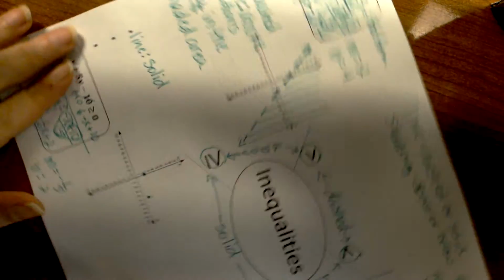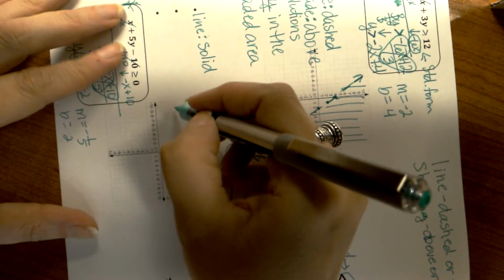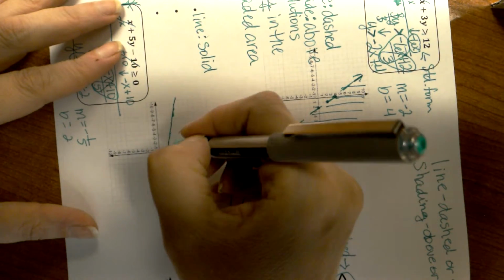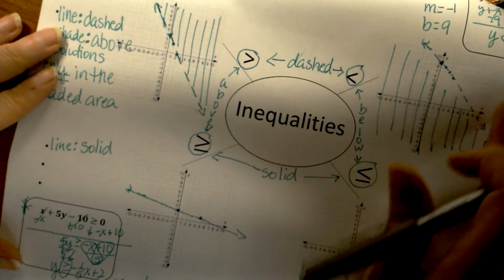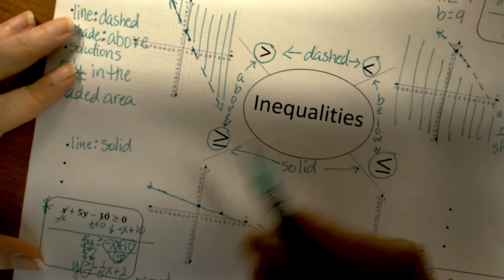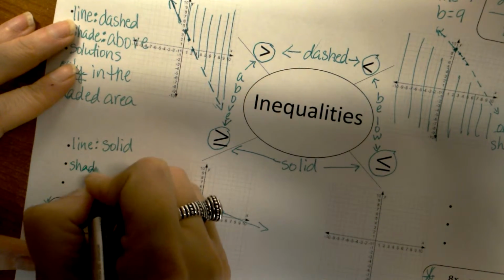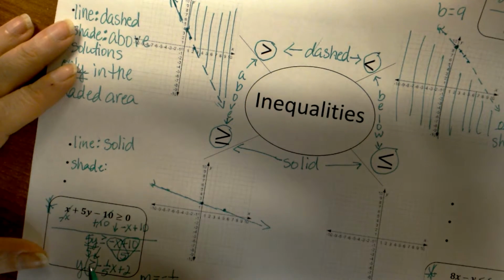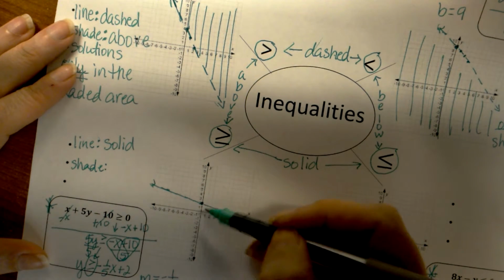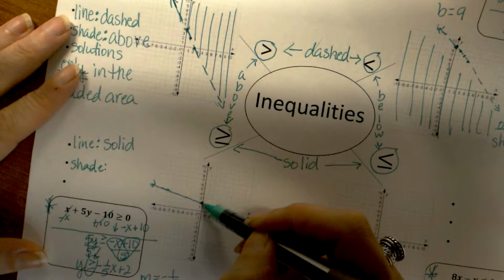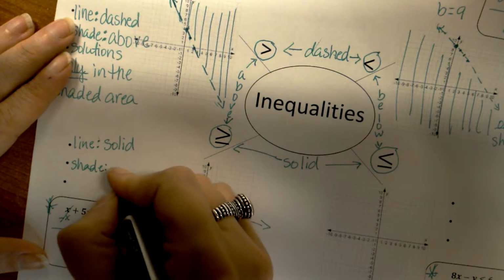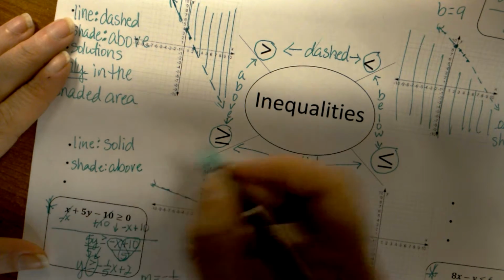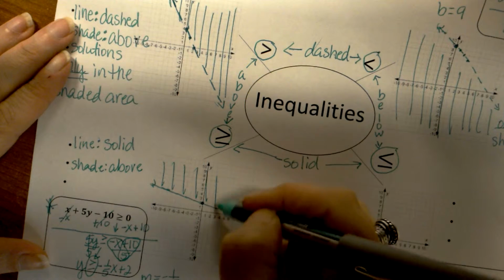Okay, so let me turn my paper and see if I can get a somewhat straight line here. I'm just not very good at that. Okay, so here is my solid line. And now I look for shading. How am I going to shade? So it says y is greater than or equal to that. So I go to where y-intercept is 2, and where my y value is greater than that, it would be above. So I'm going to shade above. So here is my shading up here.